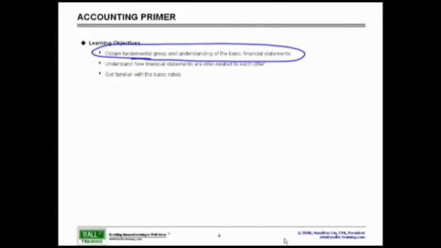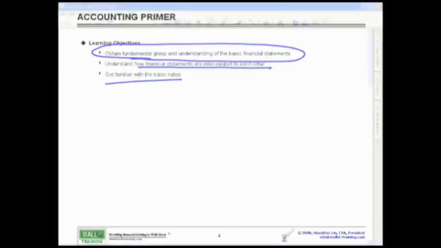In this particular course, we want to make sure that there are several learning objectives that you understand. The first learning objective is to make sure that you have a solid understanding and grasp of the financial statements and these basic core financials. We also want to make sure you understand how financial statements are integrated and interrelated to each other, and we want to become familiar with the basic ratios. We will wrap this up with an exercise where we'll actually look at the income statement, balance sheet, and cash flow of several different companies and compare and contrast them.